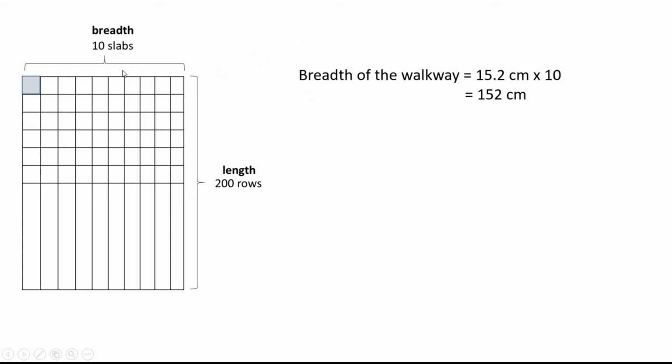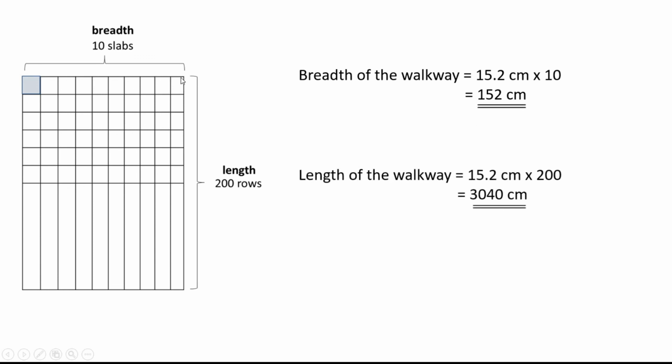The breadth of the walkway is 15.2 into 10. 15.2 is length of one slab, one side of this concrete slab, and there are 10 such slabs. So therefore the breadth of the walkway is 152 centimeters. The length of the walkway is 15.2 into 200 because there are 200 such rows. Therefore, the length of the walkway is 3040 centimeters.